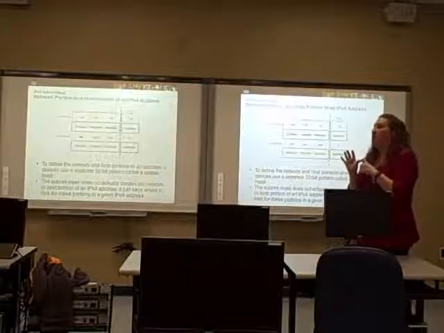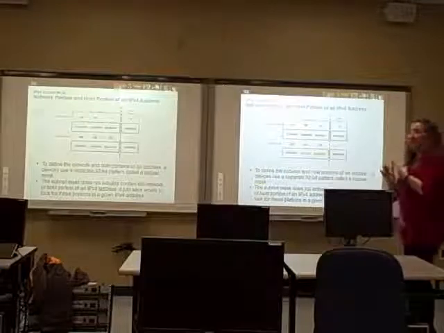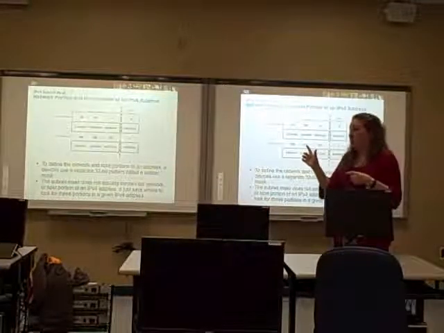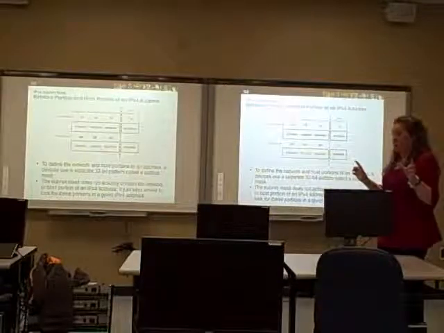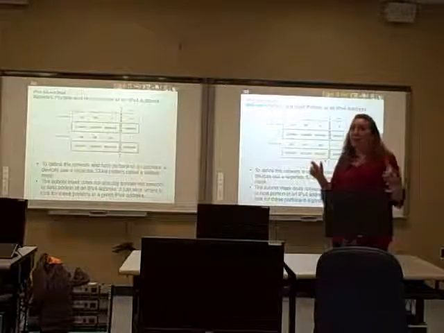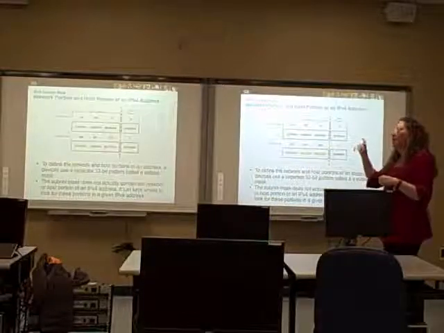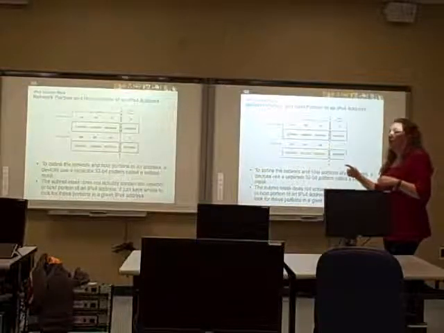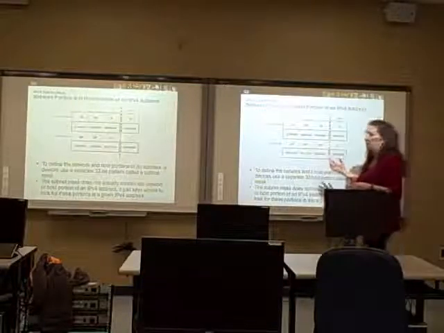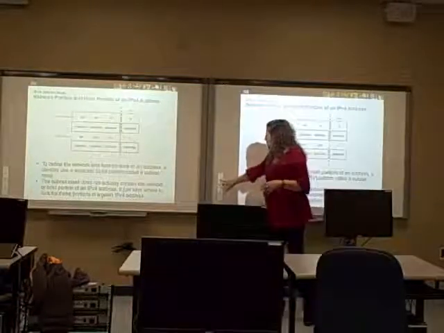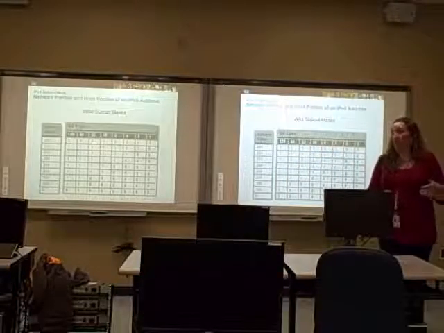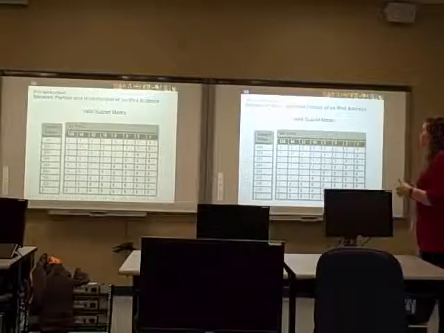Then we have class B. 16 bits are turned on for the network. 16 bits are turned on for the host. Class C, you have 24 turned on for the network and 8 turned on for the host. And then you get to a couple of the smaller ones that aren't used very often. And most of IPv4s, or actually all of IPv4s, have now been used.